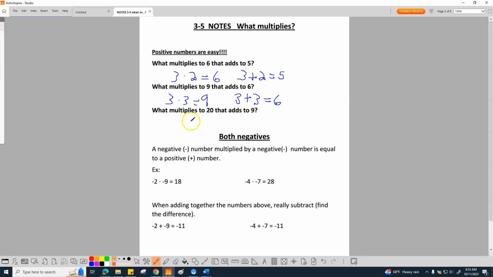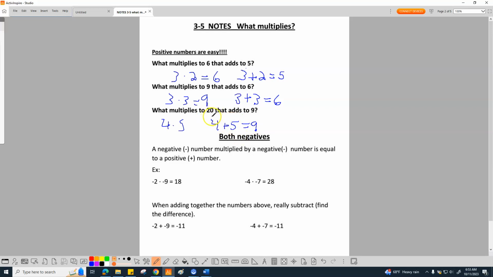Sorry, y'all. What multiplies to 20 that adds to 9? I know this one. 4 times 5 is 20, and 4 plus 5 adds up to 9. Again, how do I know this so quickly? I know my times tables. You will have to figure this out.